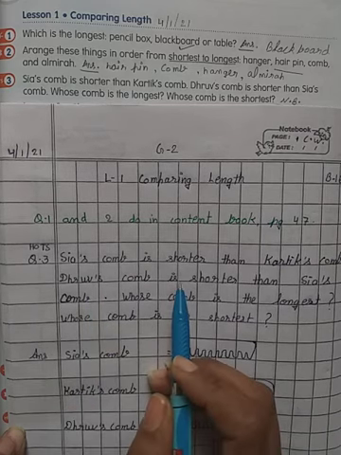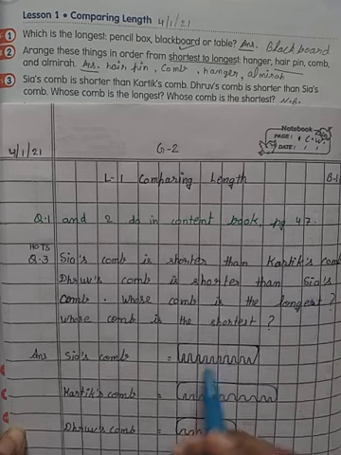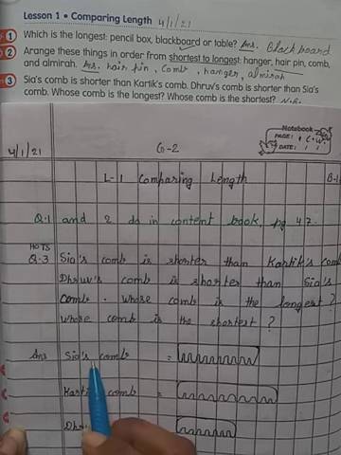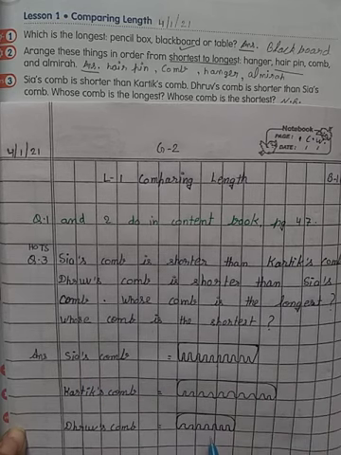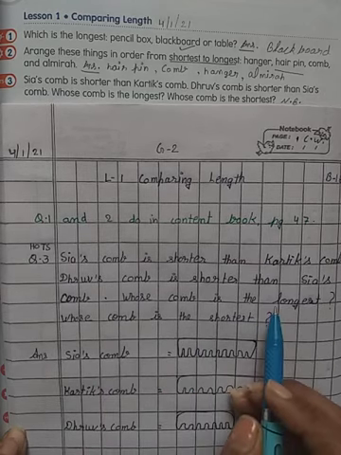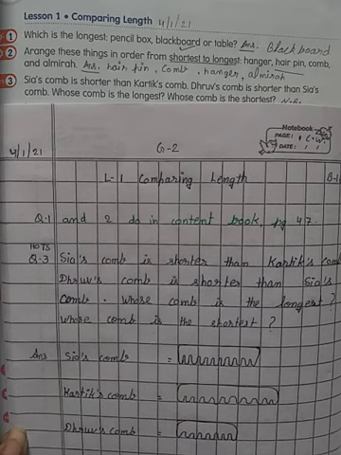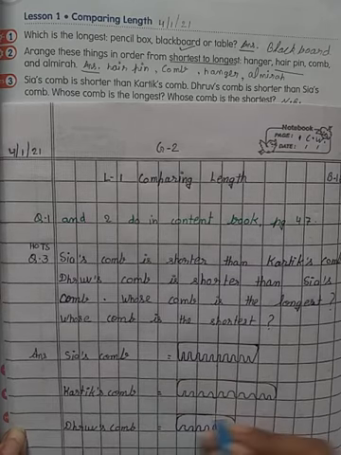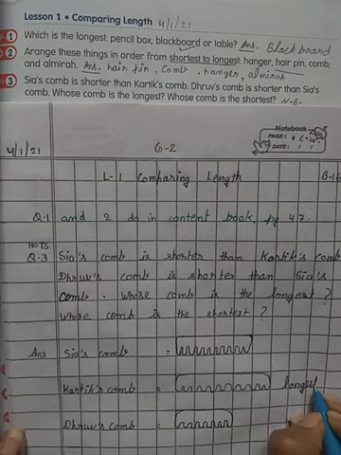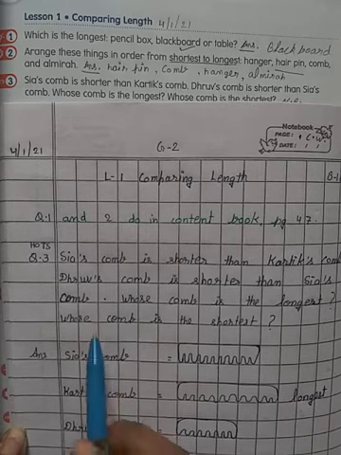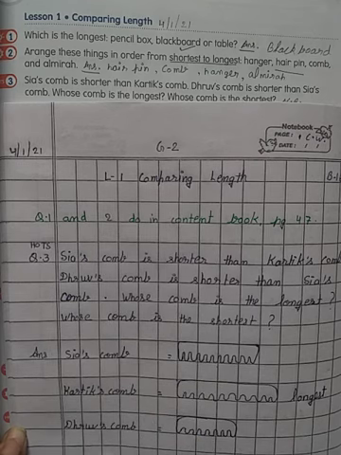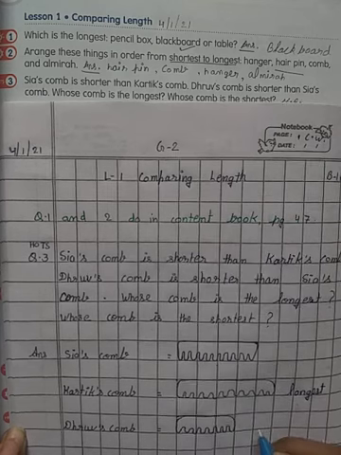Dhruv's comb is shorter than Sia's comb, so we will draw a shorter comb. Now whose comb is the longest? Find out. Yes, Karthik's comb is longest, so we will write here longest. Very good. Now next, whose comb is shortest? Find out. Yes, Dhruv's comb is shortest.